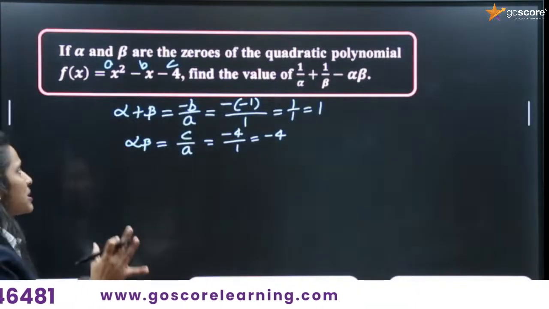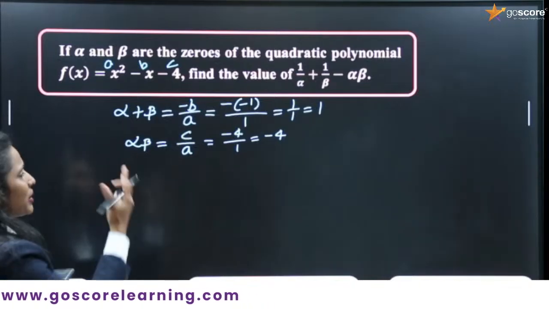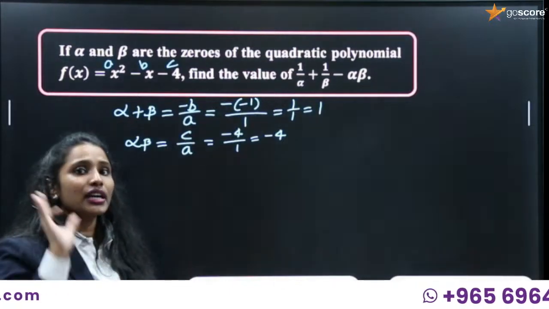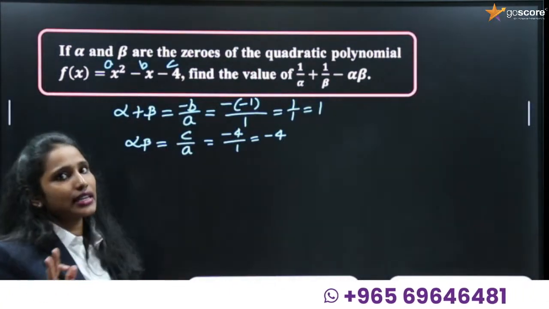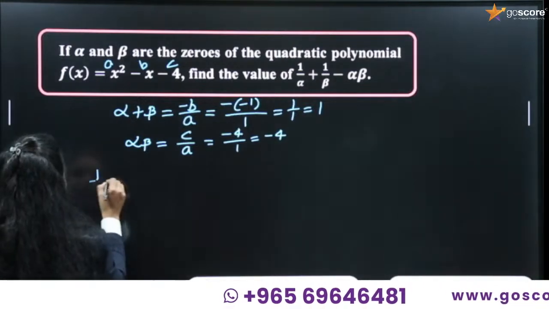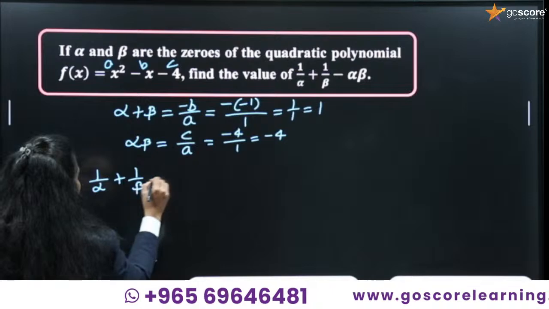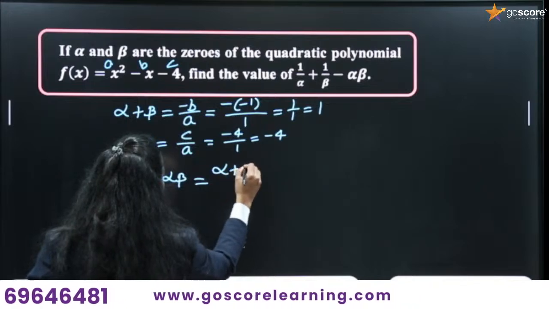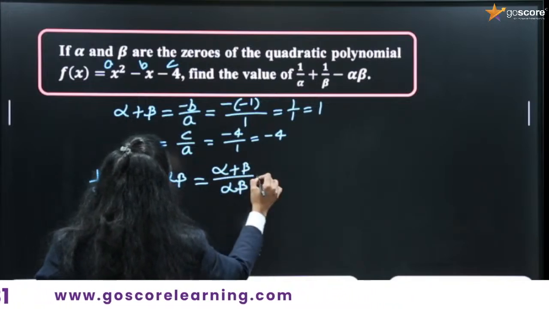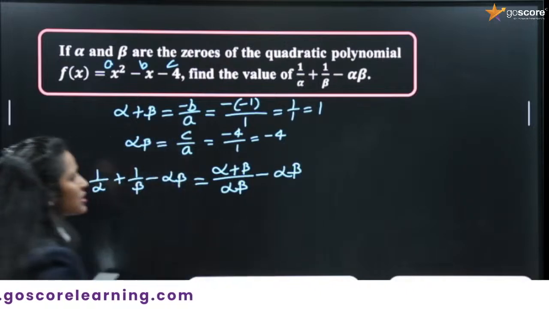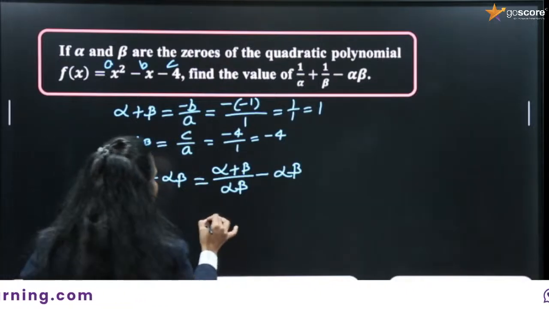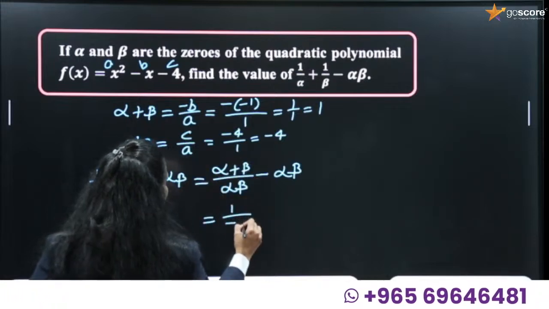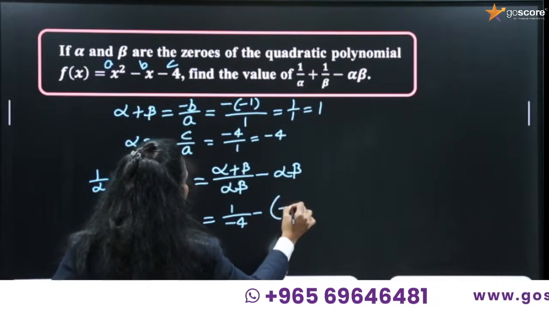So we have alpha plus beta and alpha beta. Everything given in 1 by alpha, 1 by beta, alpha beta, whatever it is will be a combination of this alpha plus beta and alpha beta. So don't worry, do it. You will get the answer. 1 by alpha plus 1 by beta minus alpha beta. So 1 by alpha plus 1 by beta is alpha plus beta divided by alpha beta. We have done it in the previous question. So it is alpha plus beta over alpha beta minus alpha beta. Now put the values. Alpha plus beta is 1 divided by alpha beta, which is minus 4, minus alpha beta, which is minus 4.